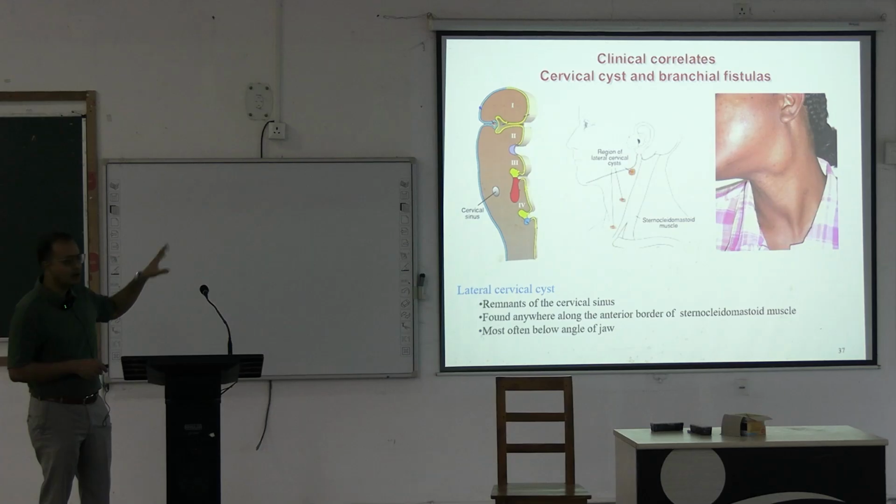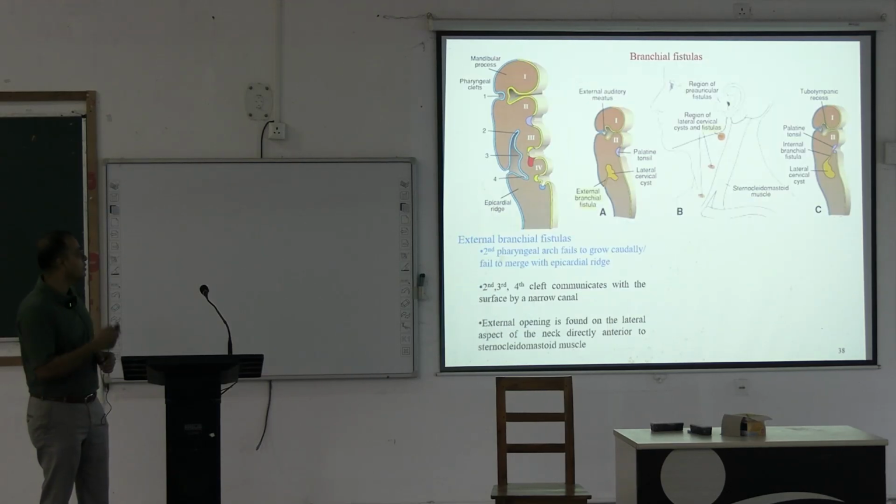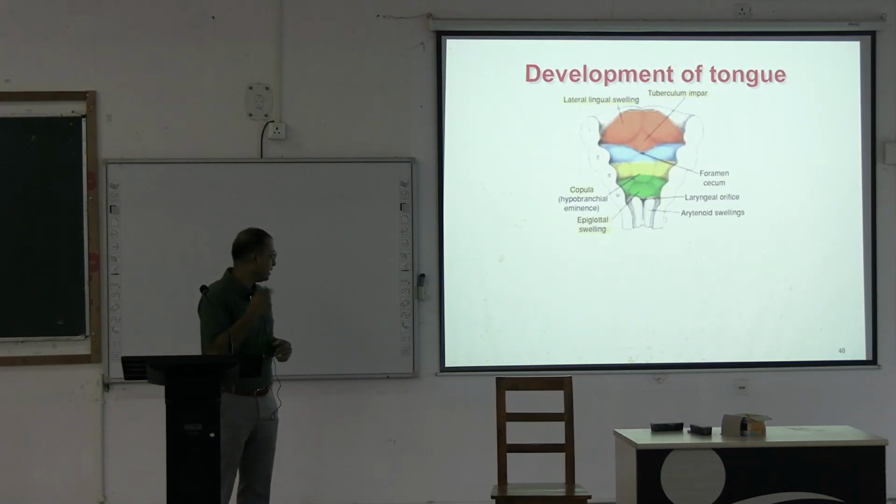So if you have any clinical presentation which shows up with progressive swelling in front of the sternocleidomastoid, gradually increasing, this may be linked with an embryological error, the remnant of the cervical sinus, which is known as a cervical cyst. Now if these things burst open, we call them a fistula, external or internal, depending on how they burst. Coming to this particular entity, the tongue.